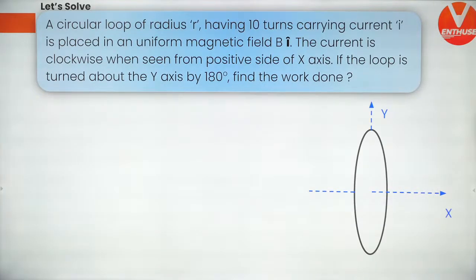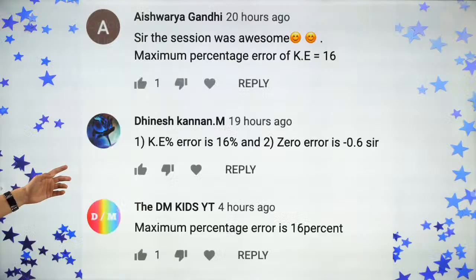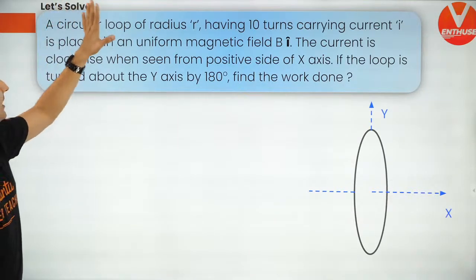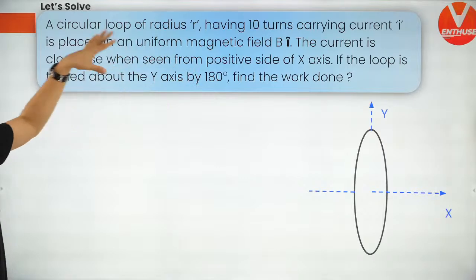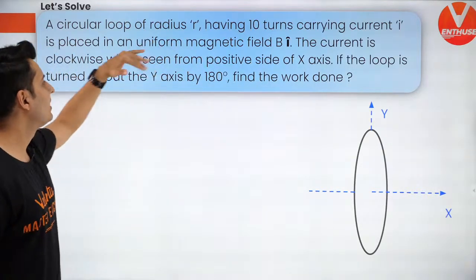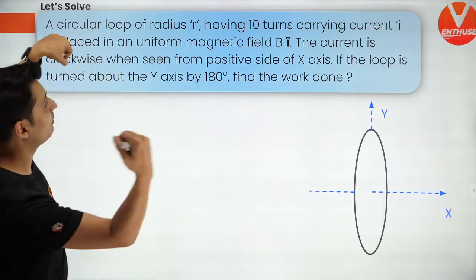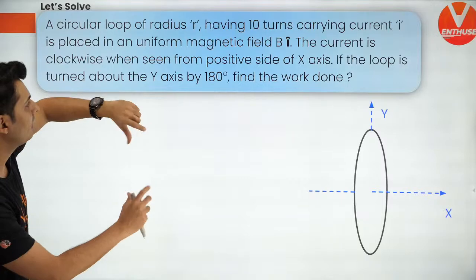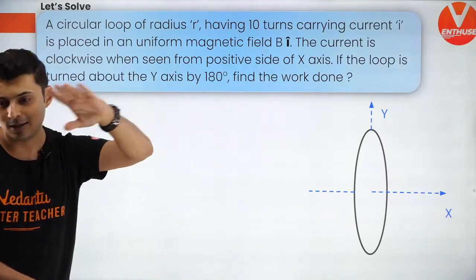Now, this question, come on, try this out. Oh yes, this is the last question. Come on, guys. There is a loop of radius r having 10 turns carrying current I. It's placed in a uniform magnetic field B i cap. The current is clockwise when seen from the positive side of the x-axis. If the loop is turned about the y-axis by 180, what is the work done? Beautiful question.